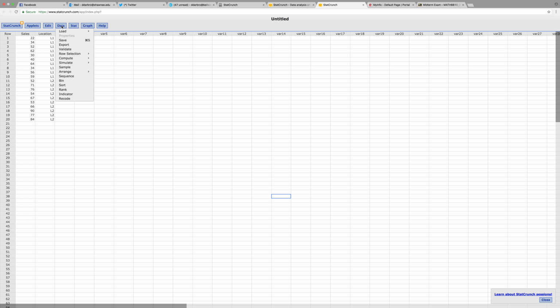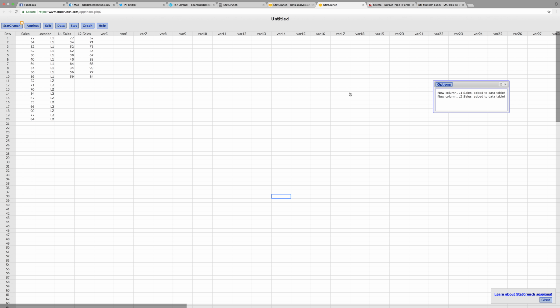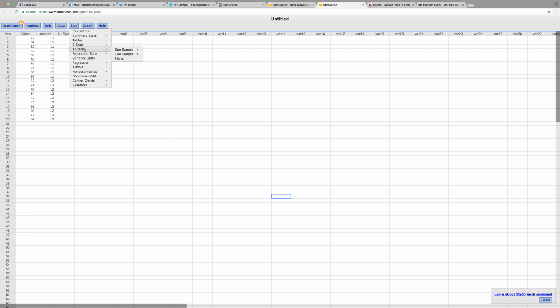So guys, it turns out it's something very, very simple to do. Go to Data, go to Arrange, go to Split. This will be something you'll have on your final exam, so get it in your notes and get it on your cheat sheet. I think for the final exam you'll get a couple pages of notes. So anyway, let's go split. The first column you want to choose will be the quantitative variable, which is sales, and then your second will be the location. All right, so compute, and you can see that we have L1 sales in one column and L2 sales in another. So guys, we are now ready to conduct a t-test.